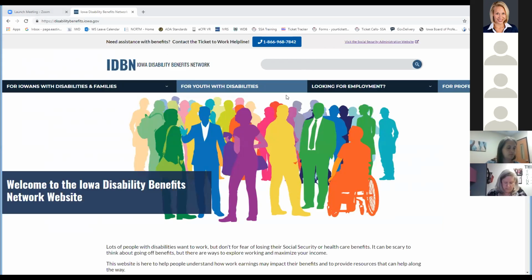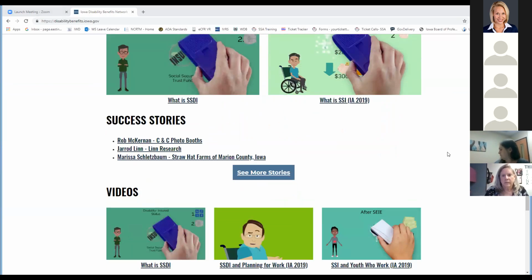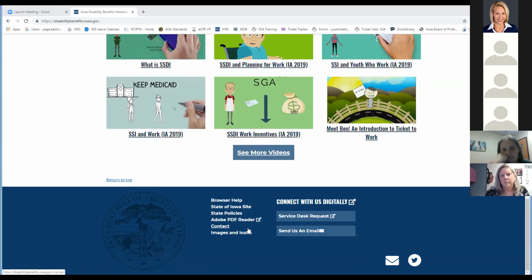Okay. Should be able to see the home page of the disabilitybenefits.iowa.gov webpage here. At the top of every page, there is a little banner here that asks if you need assistance with benefits, and it directs people to the Ticket to Work helpline and also to the Social Security website. At the bottom, there are ways that they can contact individuals in Iowa to get assistance.